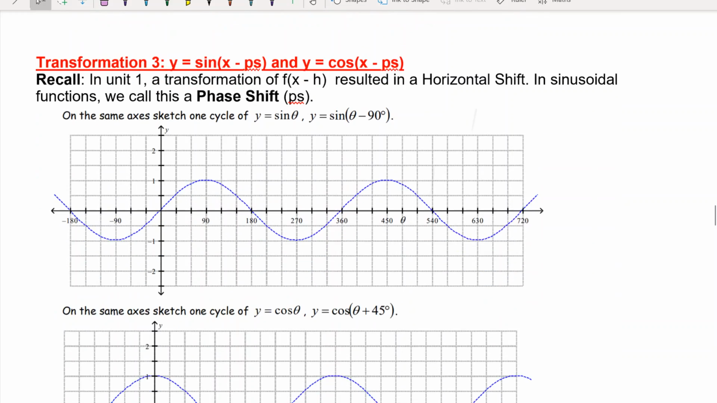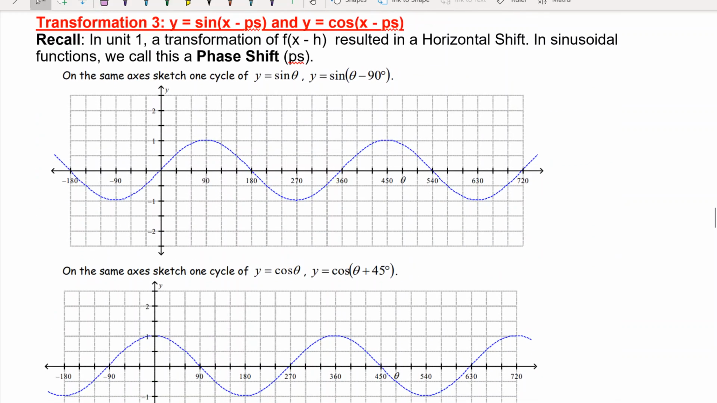Next, we're going to look at phase shift. Here, I'm going to be doing horizontal shifts, although in sinusoidal functions, we actually call these phase shifts. So even though I'm going to be moving the graph, doing some horizontal translations to the left and right, we're calling that phase shift for sinusoidal functions.